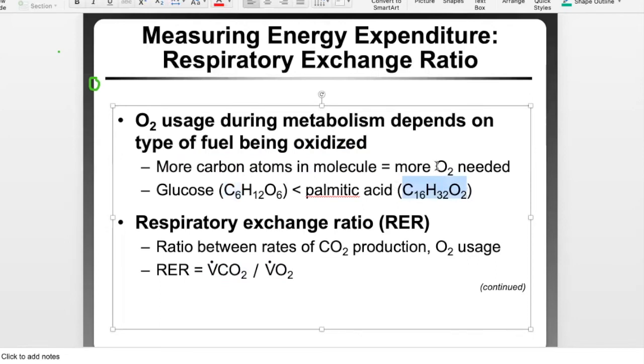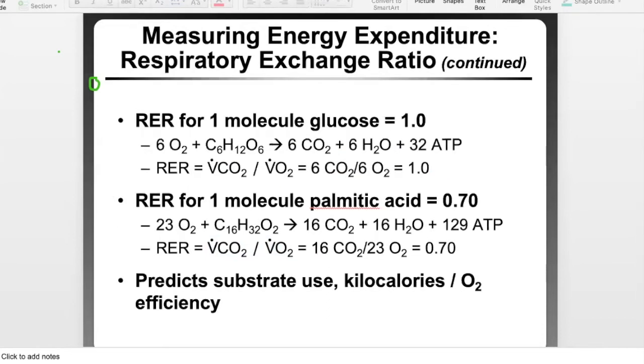And the ratio of the amount of oxygen needed versus carbon dioxide produced is going to give us a value that can be used for us to understand which type of fuel is being used. Is glucose being used, or is some type of fat being used for fuel? So I'll show you what that means.